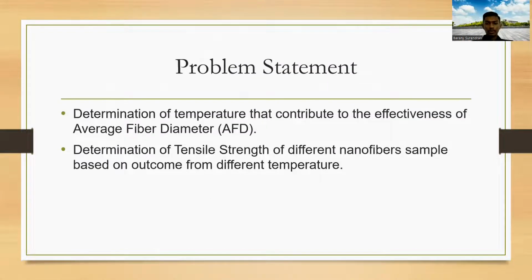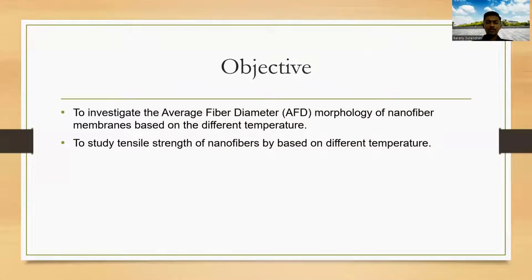The problem statement in my study is, first, determination of the temperature that contributes to the effectiveness of average fiber diameter. The second is determination of tensile strength of different nanofiber samples based on the outcome from the different temperatures. The objectives of my study are to investigate the average fiber diameter morphology of nanofiber membranes based on the different temperatures, and to study tensile strength of nanofibers based on different temperatures.